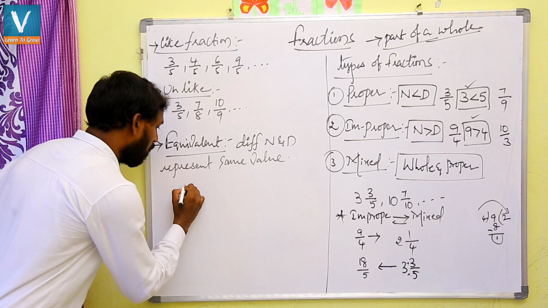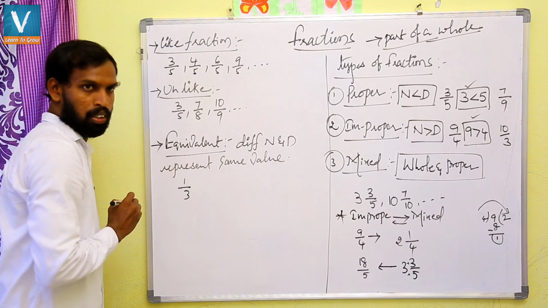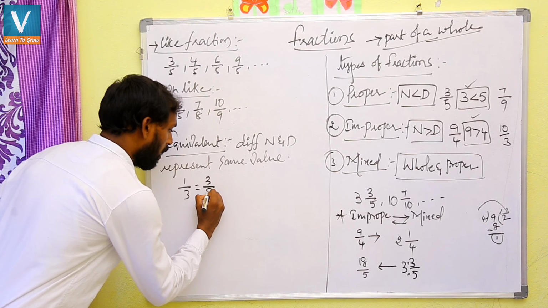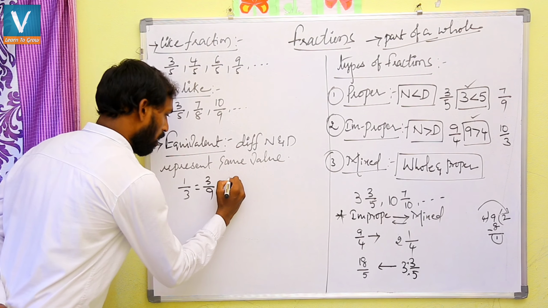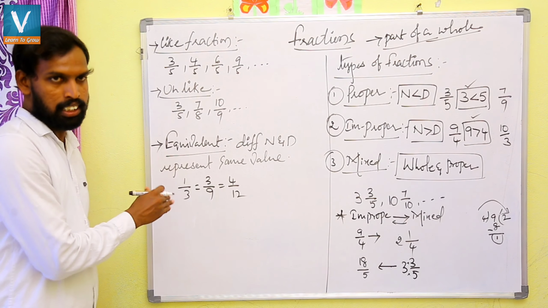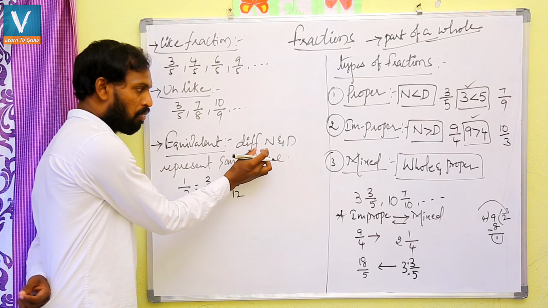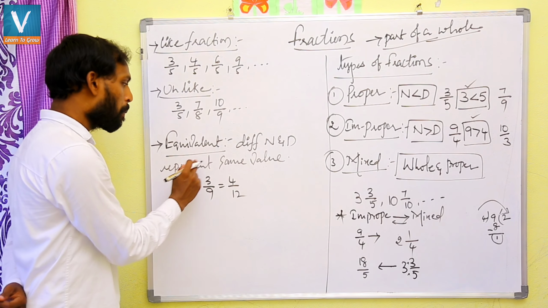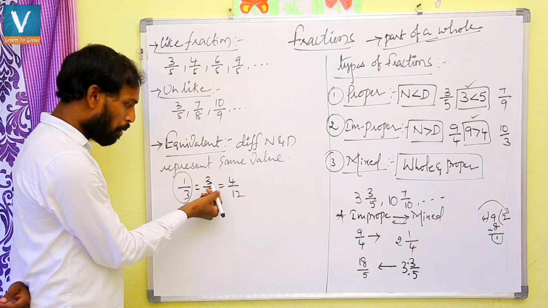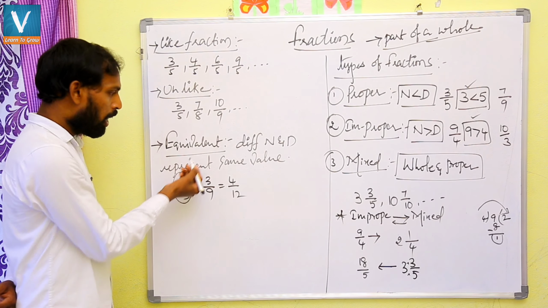Suppose I am taking 1 by 3. For 1 by 3, I am taking the equivalent fractions as 3 by 9 or 4 by 12. Okay, we'll see how it is. First of all, what we said: having different numerators and denominators, they represent the same value. So I took the fraction 1 by 3. Now I said 3 by 9 and 4 by 12 are also equivalent fractions.